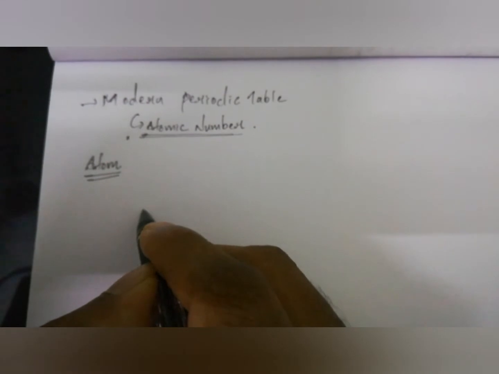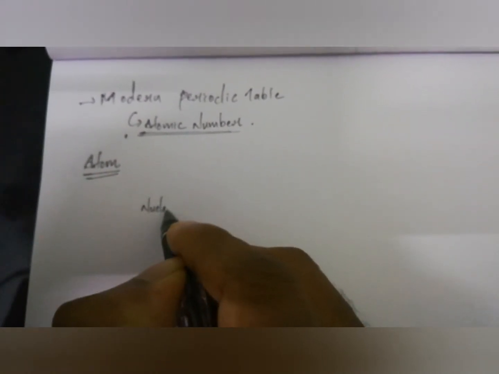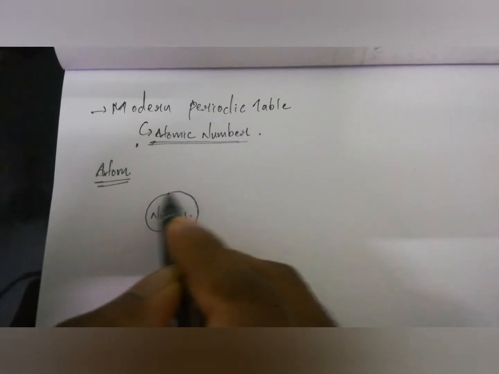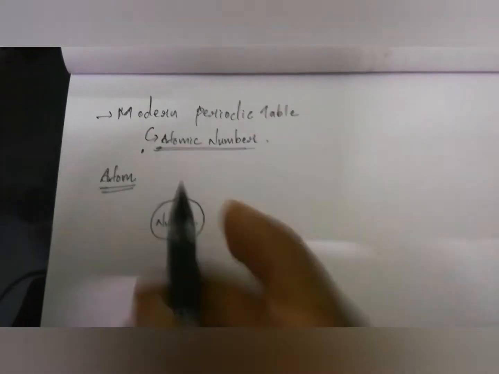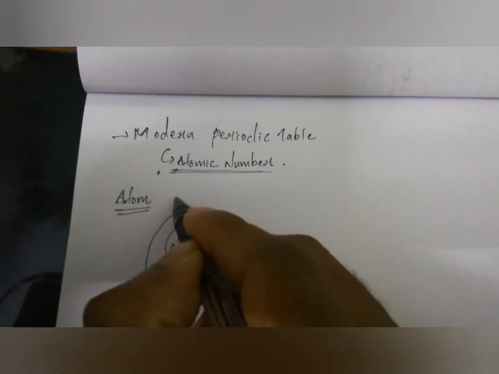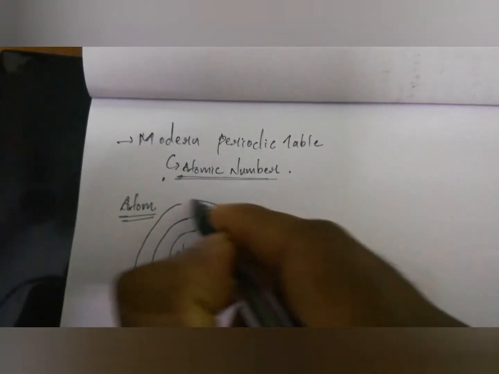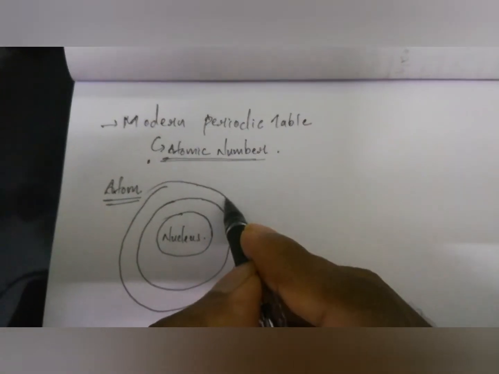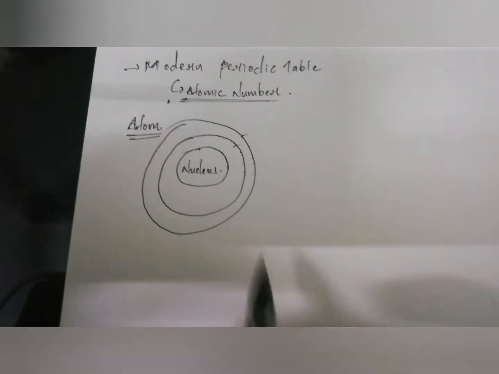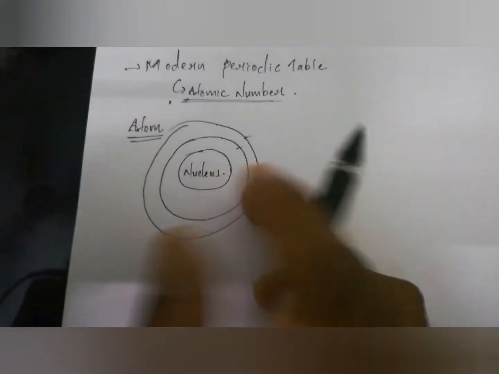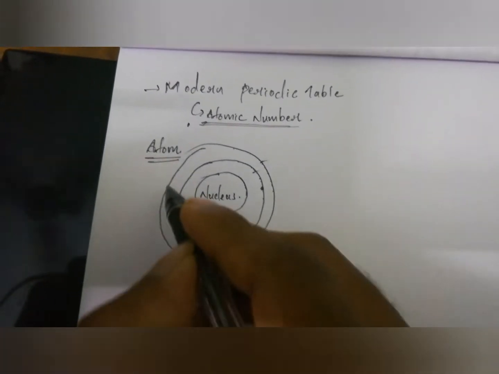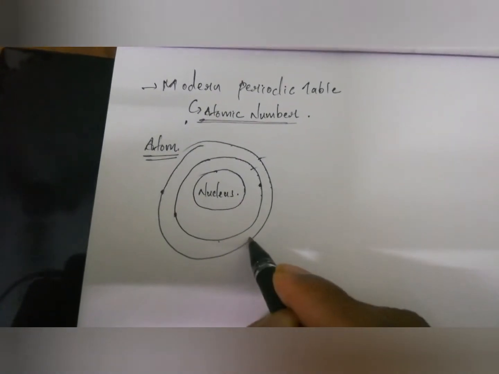An atom consists of a central nucleus. Then it is surrounded by shells. This is called a shell or orbit. In these shells, there are electrons. Electrons revolve around the nucleus.